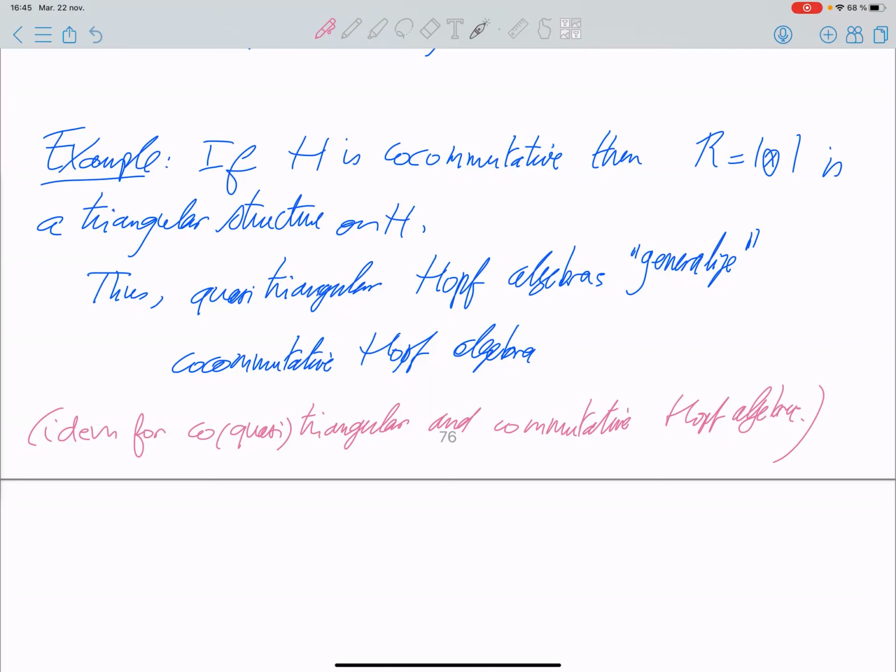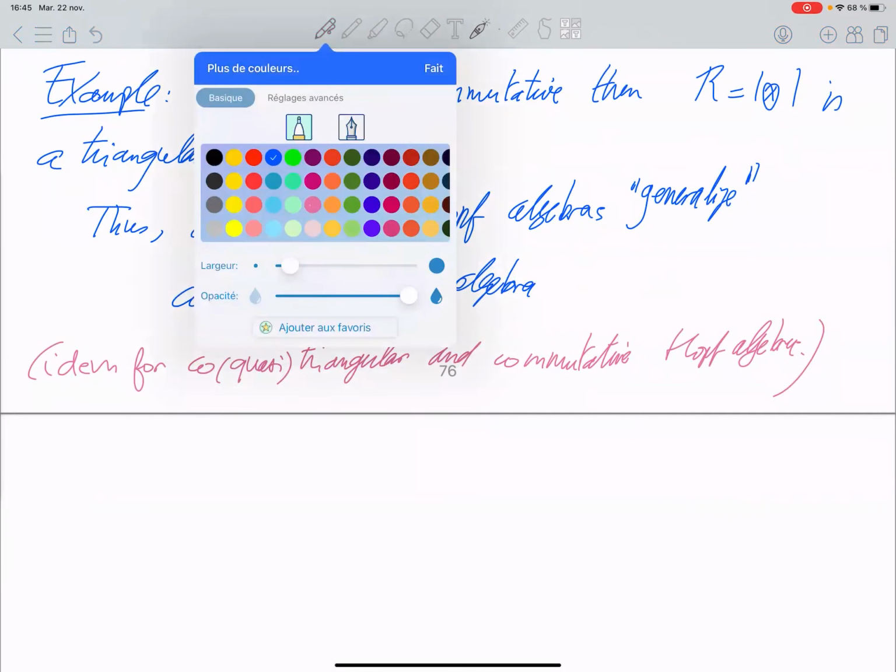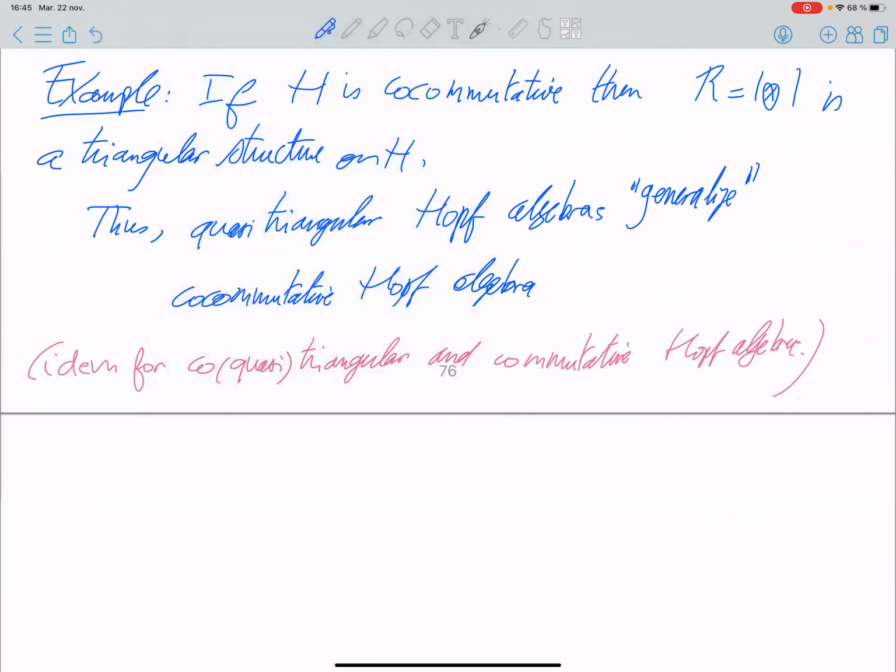Here is an example without a quasi-triangular structure. In fact, trivially without, because this corresponds at the categorical level to the fact that if the Grothendieck ring is non-commutative, there is no braiding. You consider the commutative Hopf algebra of functions from a group to a field. If the group is non-commutative, then you cannot have a quasi-triangular structure.